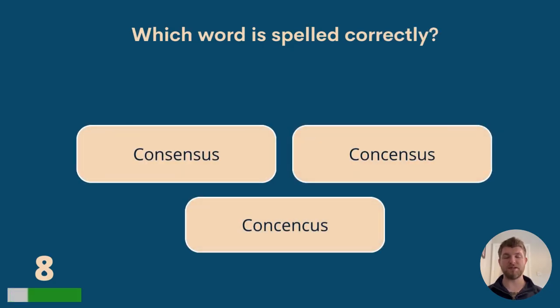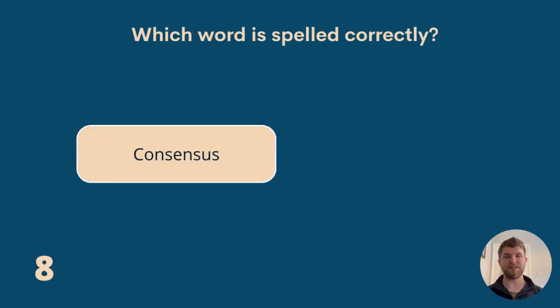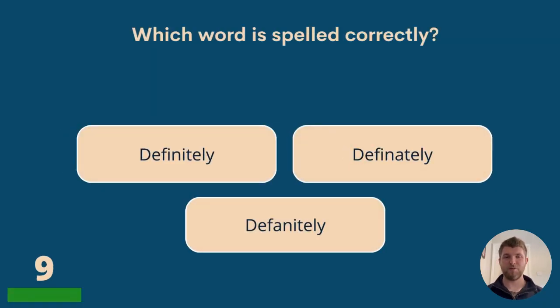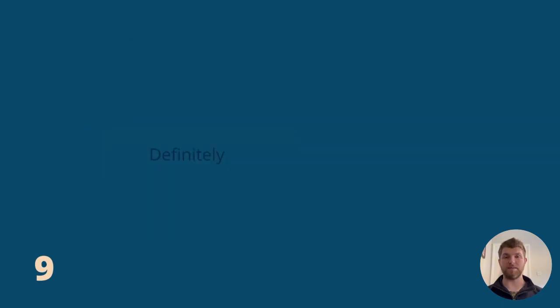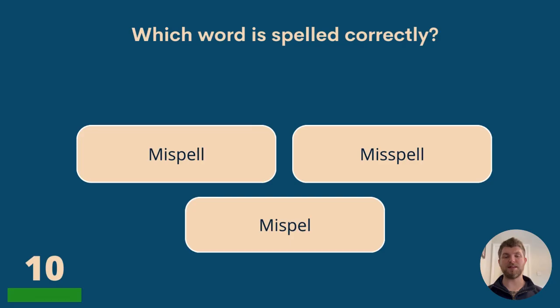8. Which word is spelled correctly of these? The word is consensus. Which of those is the correct spelling of the word consensus? The general consensus is that you should spell it C-O-N-S-E-N-S-U-S. Which word is spelled correctly if you're spelling the word definitely? Definitely is spelt D-E-F-I-N-I-T-E-L-Y.